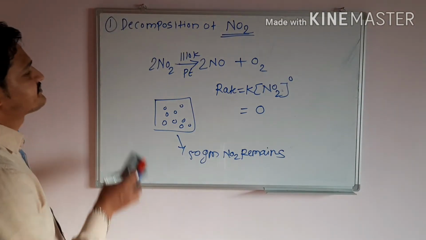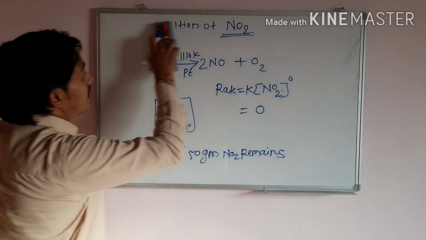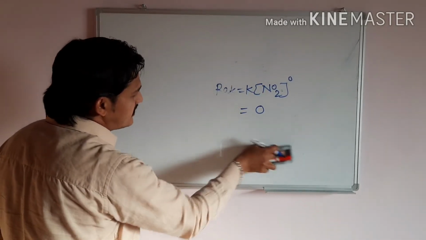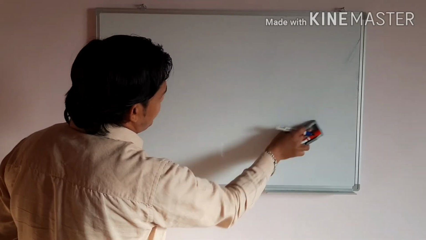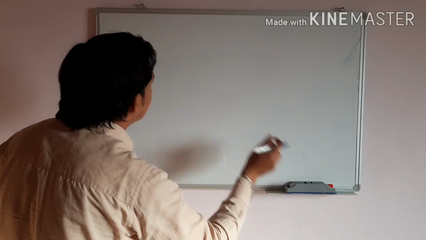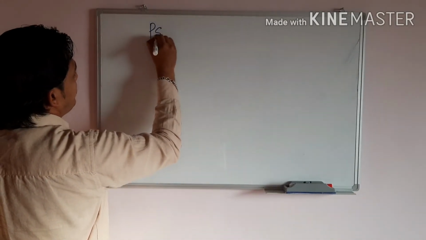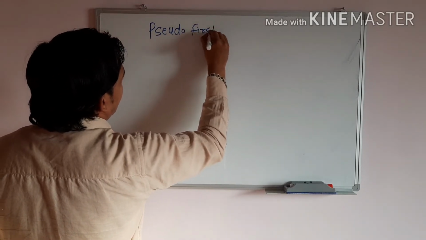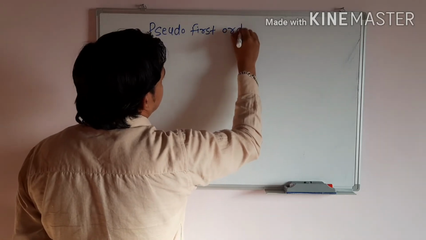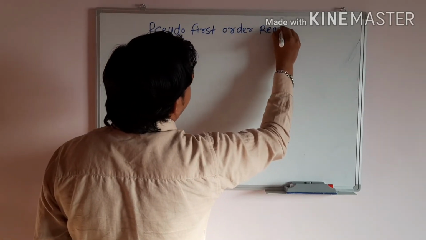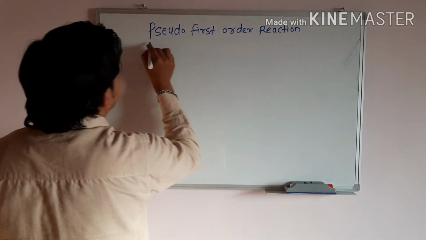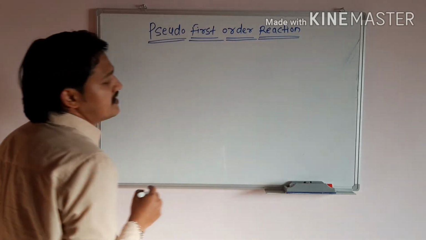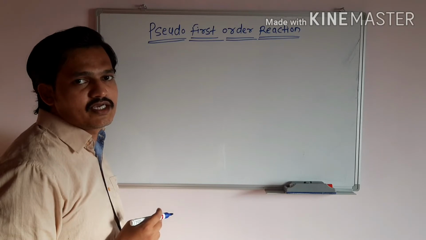Okay, then next point, that is the most important point for board exam purpose. It is really a very important point in this chapter as per my consideration. Pseudo first order reaction. Pseudo first order reaction. This is the most important point in this chapter, because the question is asked in many board exams.